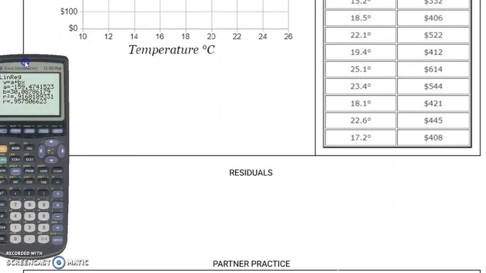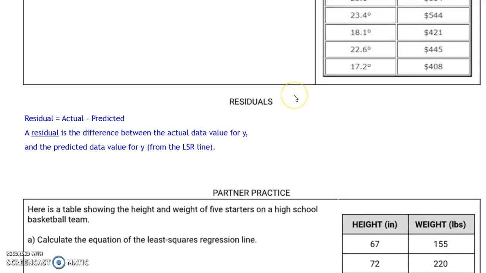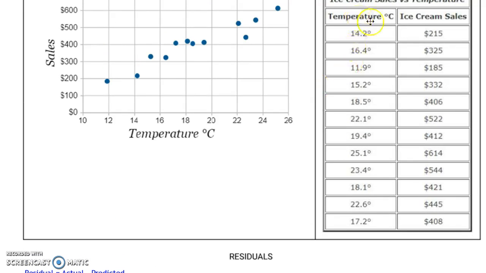Now let's talk about residuals. An important thing to remember about residuals is that they are the difference between the actual data value for y and the predicted data value for y. So for example, if I were to go back to this situation and say, for 14.2 degrees Celsius, they sold $215 worth of ice cream, how much do we predict that they're going to sell at that certain temperature next time? Well, what we do is use our least squares regression equation to make a prediction, and then see the difference between what actually happened and the prediction.